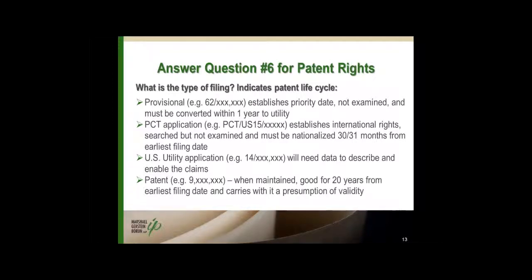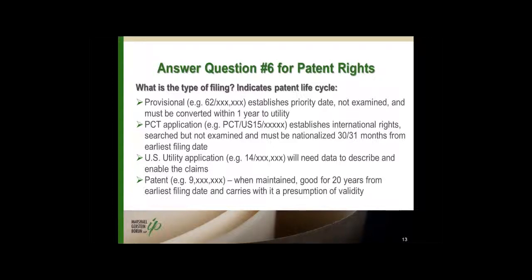So whether you're listing a provisional application, a PCT application, or a U.S. utility application is going to signify whether you're at one stage of the filing process or another. The U.S. utility application would be examined, and that's going to signify, depending on when the filing date of that is, where you're at in the process. You know, the various art units take different periods of time for patents to issue, but generally if somebody sees the utility application has just been filed, we wouldn't expect a patent for a number of years.